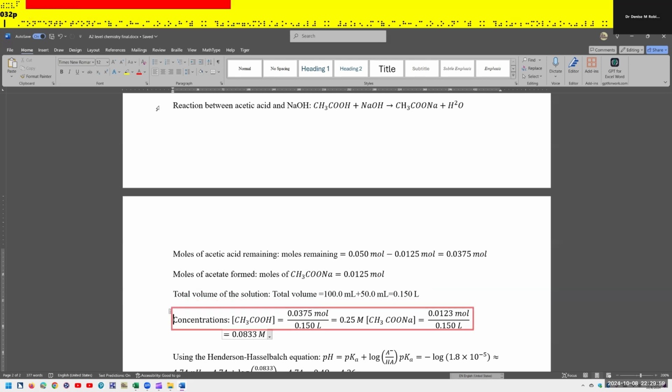Control down arrow. Math content concentrations times open bracket cap C cap H sub 3 cap C cap O cap O cap H closed bracket is equal to the fraction with numerator 0.0375 mol and denominator 0.150 cap L, end fraction, is equal to 0.25 cap M times open bracket cap C cap H sub 3 COONa closed bracket is equal to the fraction with numerator 0.0125 mol and denominator 0.150 cap L, end fraction, is equal to 0.0833 cap M. Yeah, love that. That is so beautiful. And of course, you can see the Braille that's on my Braille display in the above Braille viewer.